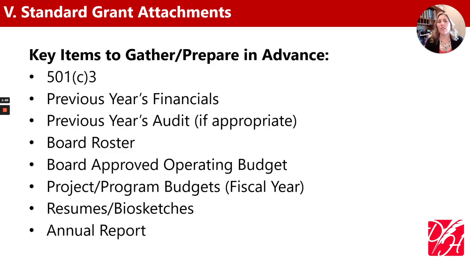So here's a list of some of the key things that you might be able to gather in advance and have ready to go, maybe both on your server and potentially even as a hard copy. Your IRS determination letter. I've put here 501c3 since that is such a common IRS determination when we talk about grant seeking, but there are numerous other organizational structures that are eligible for grants. So what is the letter that shows the type of organization that you are that will align with your grant maker's eligibility criteria?